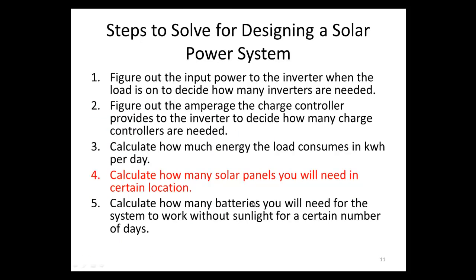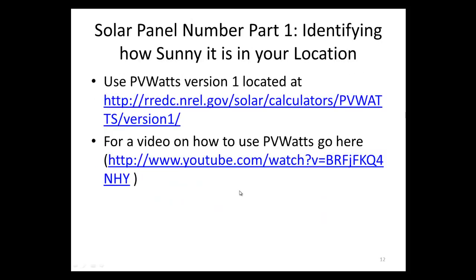So step 4 is to calculate how many solar panels you'll need in a certain location. Sunlight varies over certain locations, so what you're going to need to do is figure out how sunny it is in your actual location. What's nice is that the National Renewable Energy Lab has a program called PV Watts, which is very easy to use and is a simulation to figure out how sunny your area is. I've also made another instructional video on how to use PV Watts. We're not going to go over that right now. What we're going to go over is how you use the results from PV Watts.